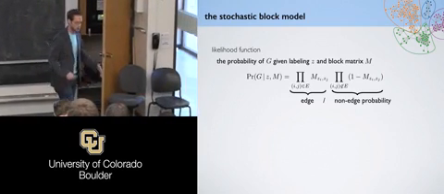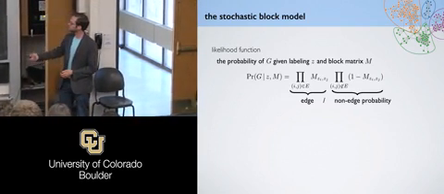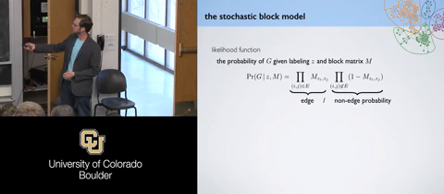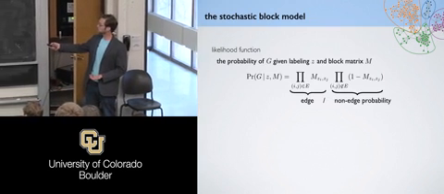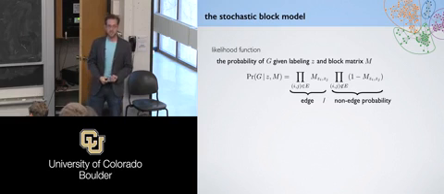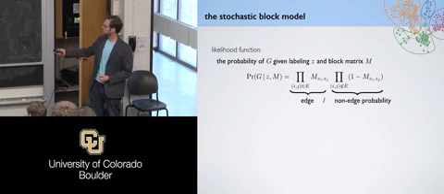So how do we actually learn one of these models from real data? Well, we have to have some graph G, and that defines a set of edges and a set of things that aren't connected. So the probability of generating exactly a graph G, given that I have some labeling on the vertices and some mixing matrix, is two parts.